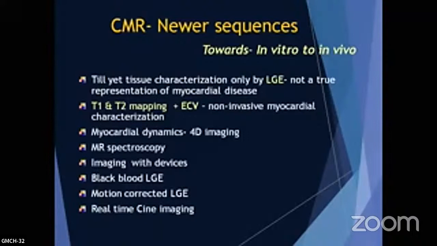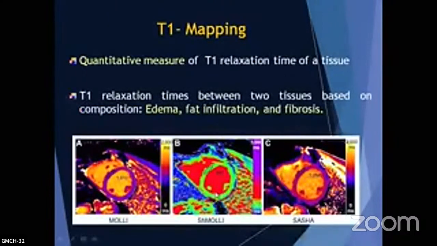We have T1 and T2 mappings, and at the same time extracellular volume estimation. And the way forward is myocardial dynamics in the form of 4D imaging, MR spectroscopy, MR imaging with devices. Now we have broadband technology in which the artifacts from the leads can be avoided. Then you have black blood LG, in which a small enhancement, especially subendocardial, can easily be picked up. So and so forth. New things are coming up.